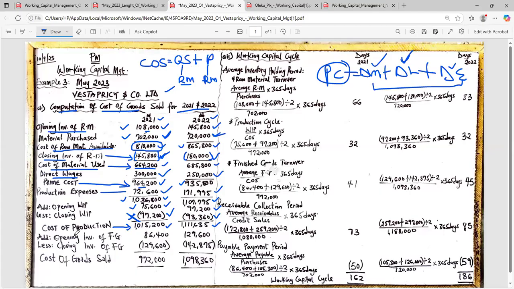Somebody wants to ask, sir, why did you get cost of production when you have not treated finished goods? Ladies and gentlemen, work in progress is converted to finished goods.